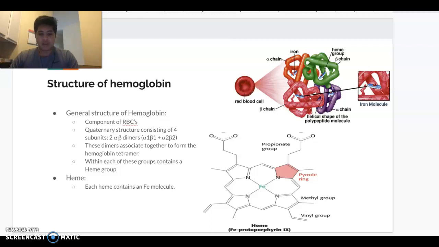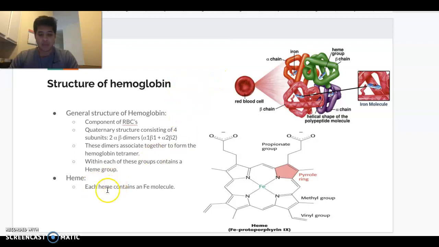So hemoglobin is a component of red blood cells, or RBCs for short, and it is a quaternary structure consisting of four subunits, two alpha-beta dimers. As you can see over here, this, for example, would be alpha-1 beta-1, and this would be alpha-2 beta-2. These dimers associate together to form the hemoglobin tetramer, tetra meaning four. And within each of these groups is a heme group.